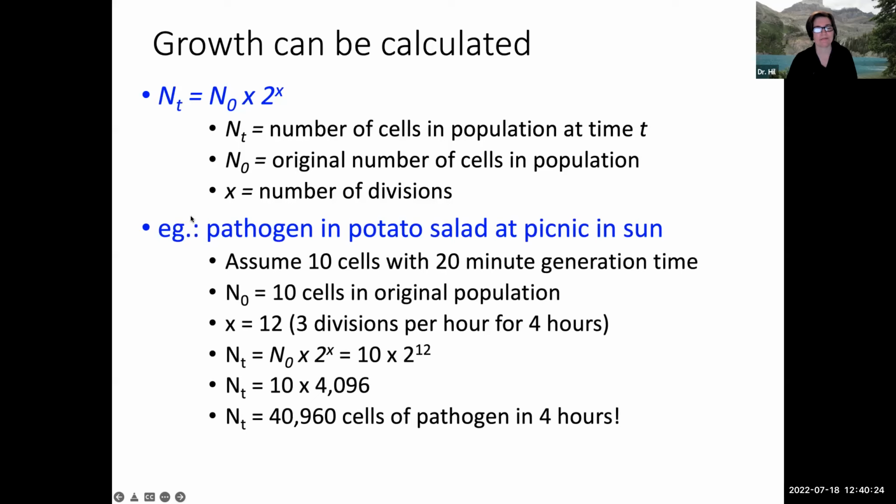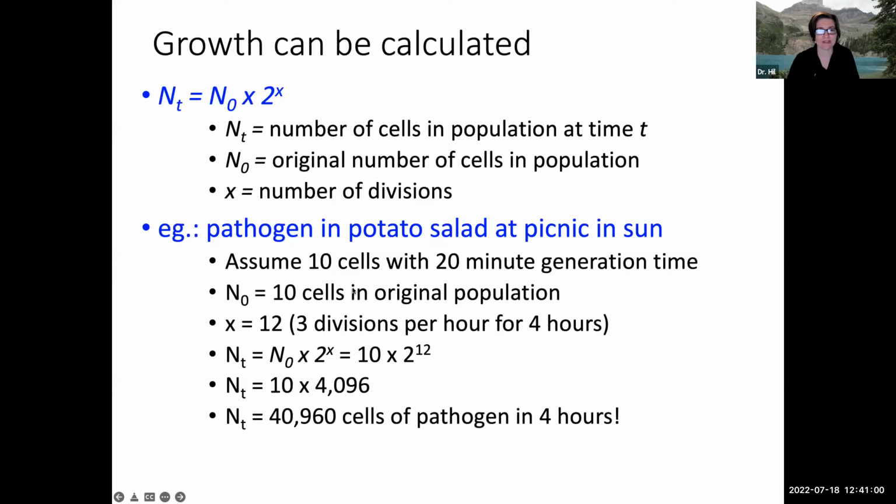Let's do an example. Let's suppose we had gone to a picnic and we brought a potato salad and it sat on the picnic table in the sunshine for some period of time, let's say 4 hours. And suppose that when we put that potato salad down, there were 10 cells of a particularly dangerous species. There were 10 cells at that moment. And in the conditions of lying in the sun, in this particular nutrient-rich environment, they have a 20-minute generation time. That means they're going to double every 20 minutes.